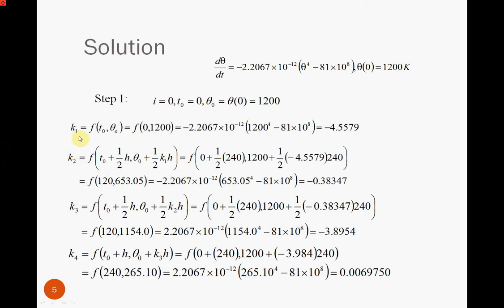We get the first slope. The first slope enables us to get the second slope. The second slope enables us to get the third slope. The third slope enables us to get the fourth slope, and then from that we get the new value. So how do we get the first slope?